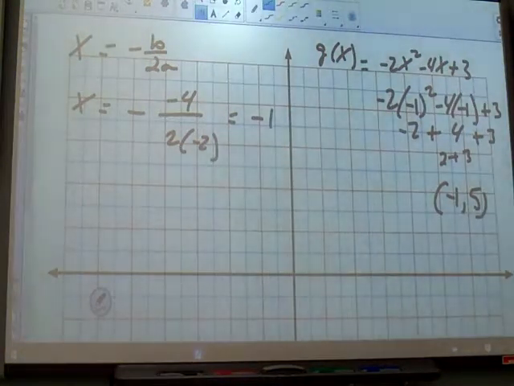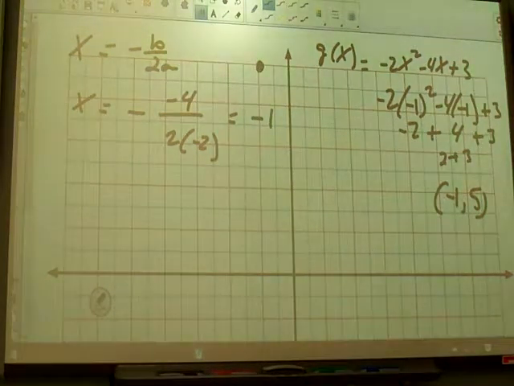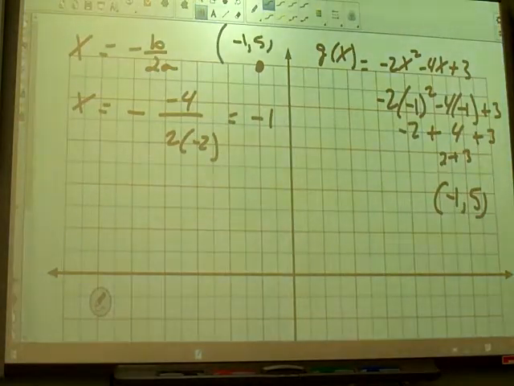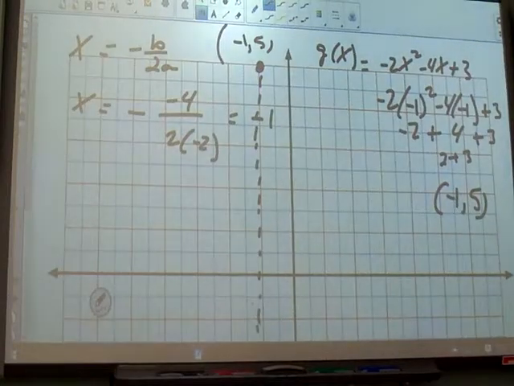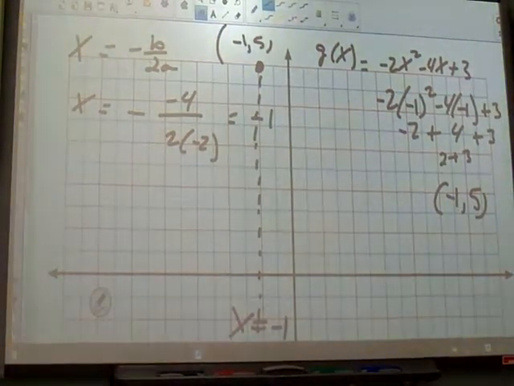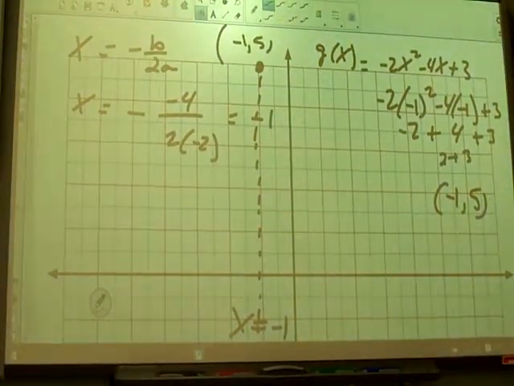So I'm going to go left 1 and up 1, 2, 3, 4, 5. Make sure and label it because the directions said to. That axis of symmetry, I drop that down through there. Make sure and label that because the directions said to. So it's going to open now. Yes, it's going to open down. Our a is negative. Good job.